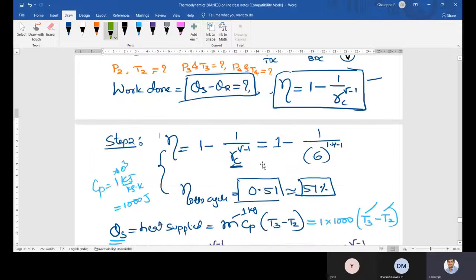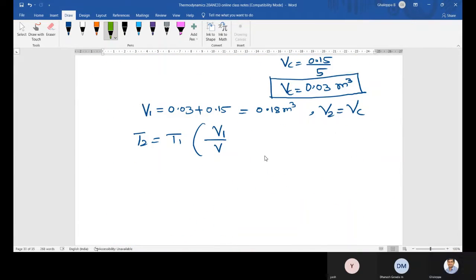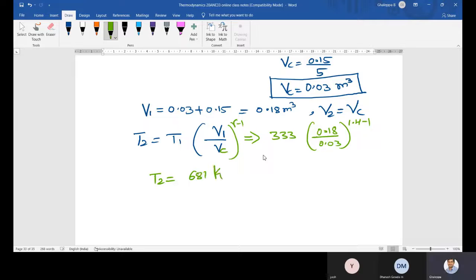So I will write V2 is equal to Vc. Substitute. How much is the value of T1? 333. V1 is 0.18. Vc is how much? We got 0.03, to the power of gamma minus 1. Gamma is 1.4 minus 1. So we'll get the value of T2. Calculate and tell me the value of T2. So I am getting 681 Kelvin.